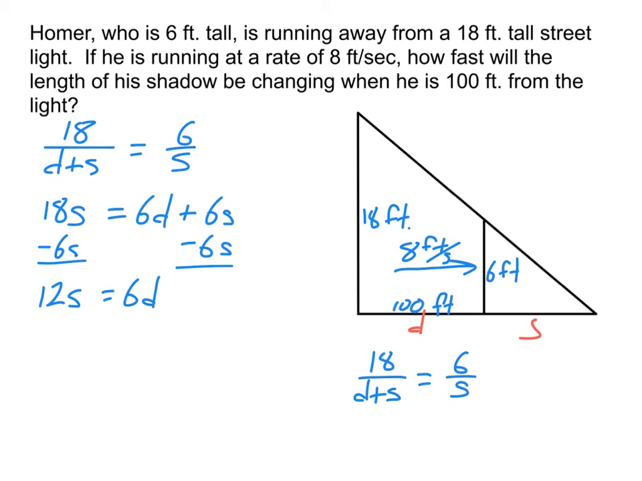Now I can go ahead and find the derivative, which, because it was a fairly simple equation, is hopefully a fairly simple process. And so if I find the derivative of this equation, the derivative of 12s is basically 12, and then times the derivative of s with respect to t. So 12 ds over dt equals 6 dd over dt.